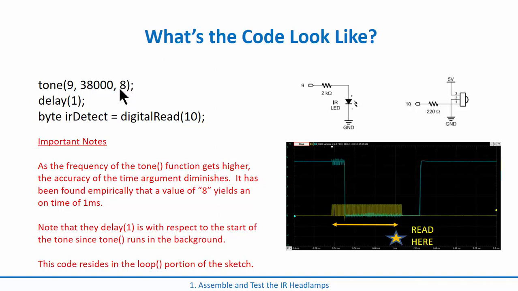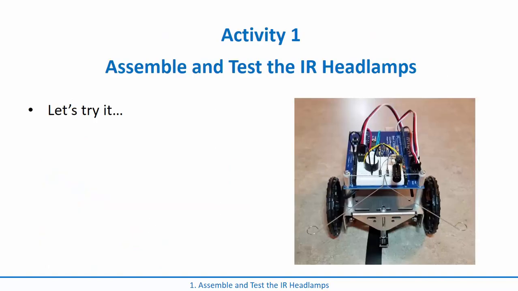So empirically, the folks at Parallax have discovered that if you put an 8 here, that will give you about a millisecond on time. So all we do is we turn on the tone, and then we do the delay for 1. The reason is we delayed from the moment that we turn the tone on until about right here. And then we simply read from pin 10. If it's a 0, that means something's in our way. And if it's a 1, that means nothing is there. Okay? All right. So let's give it a shot.